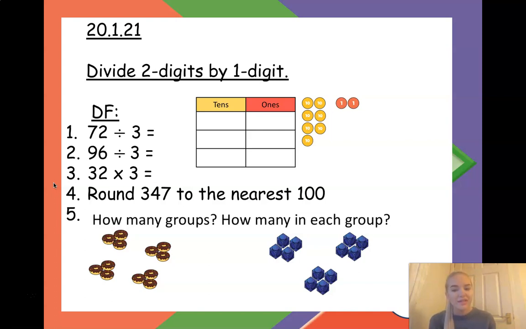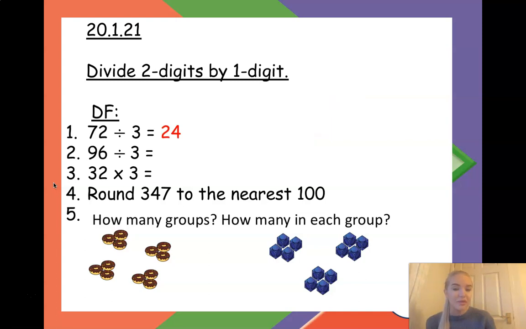Okay, so number 1, 72 divided by 3. You will start with your largest value, which is your tens, so you will be able to put your tens into the right rows. If you had any left, which you should have had 1 ten remaining, you would have exchanged this for 10 ones, giving you 12 ones in total. Splitting those between 3 rows gives you the answer of 24. Number 2, 96 divided by 3 is 32.